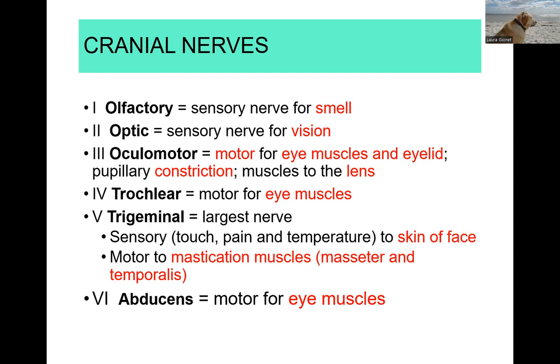The trigeminal nerve is cranial nerve 5. It's the largest cranial nerve. It has a sensory and motor component. Sensory is touch, pain, and temperature of the skin of the face. And the motor component goes to the muscles of mastication, such as masseter and temporalis that you've already studied.